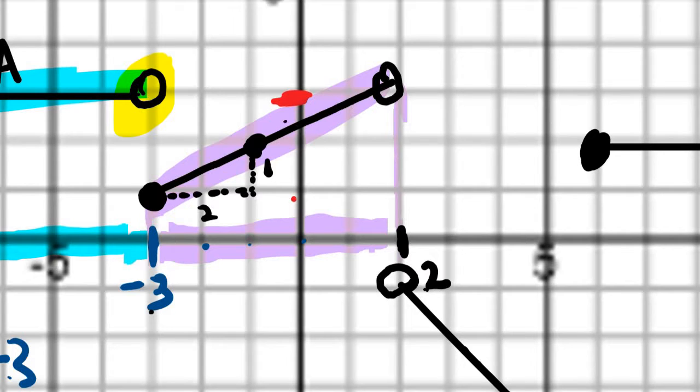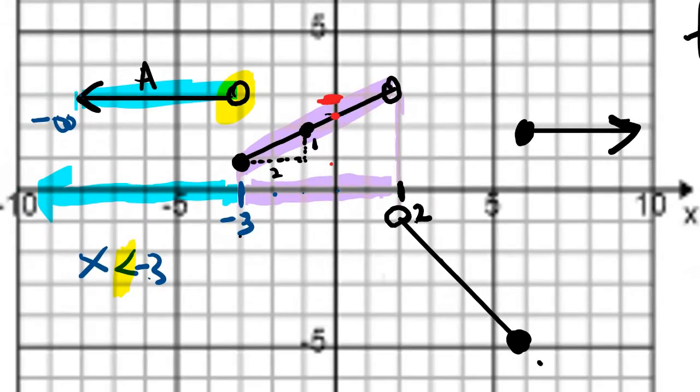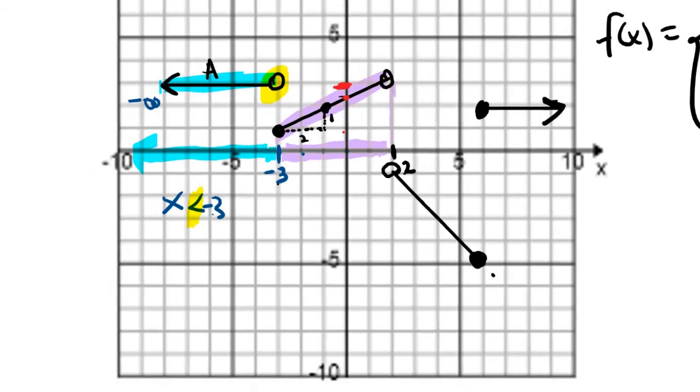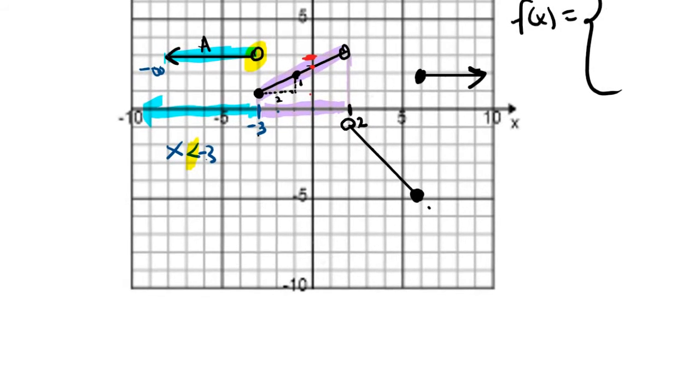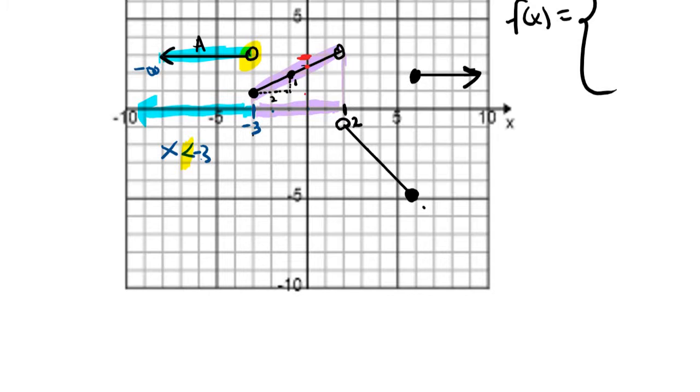We don't know what this place is. So we need to use the point slope formula to find the equation of the line. So let's use the point slope formula, zooming back. I'm going to write the point slope formula over here: y minus y1 equals m times (x minus x1).